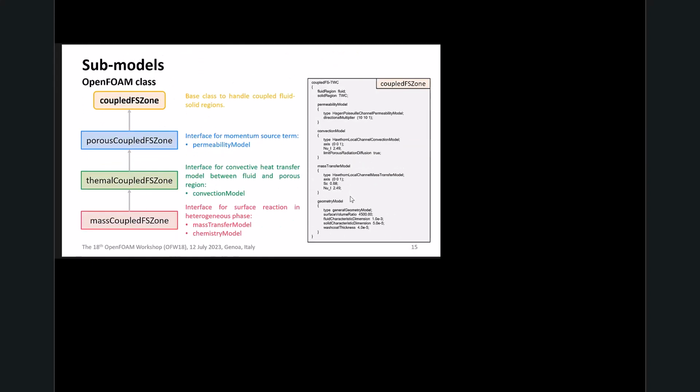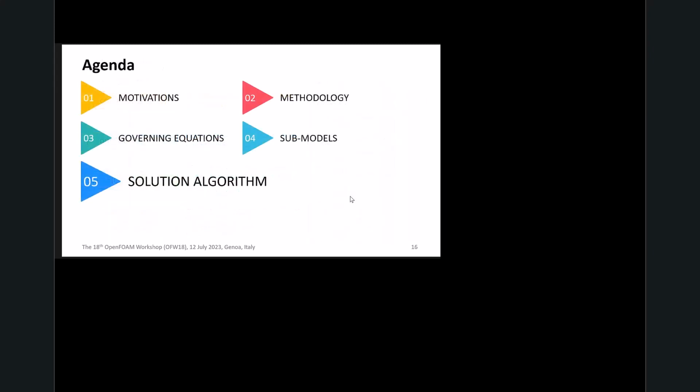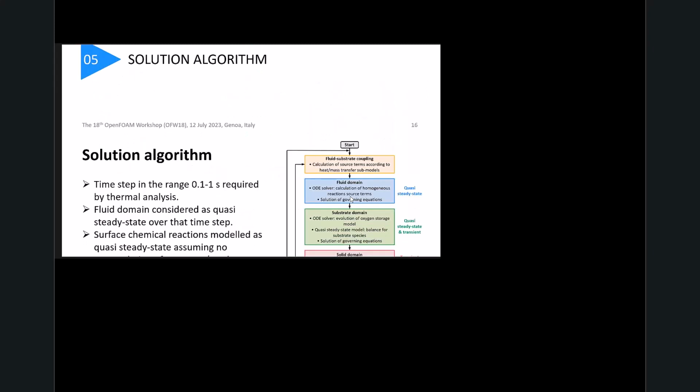So here there is an overview of how these models are linked in OpenFOAM. We link all the models in a class that is named coupled fluid solid zone. Here there is an example of the dictionary and the parameters of the file. Then let's pass to the solution algorithm.